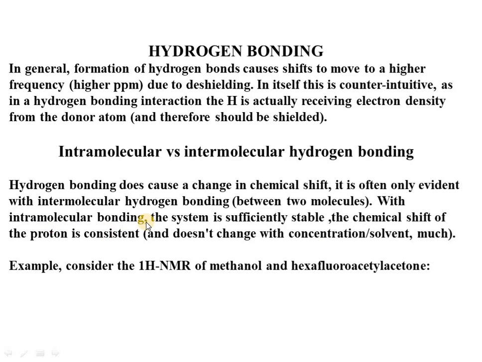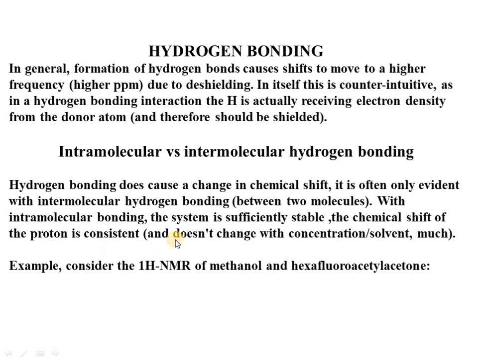Whereas in intramolecular hydrogen bonding the system is sufficiently stable and the chemical shift of the proton is consistent. There is no change in chemical shift in case of intramolecular hydrogen bonding. This we can easily show with an example. So just go through again. In intermolecular hydrogen bonding there is a change in shift, but in intramolecular bonding there is no change in chemical shift.